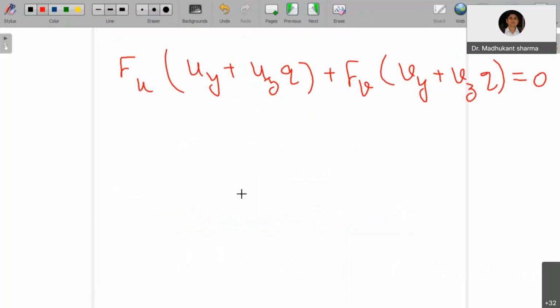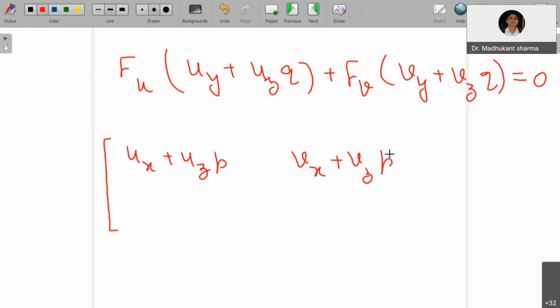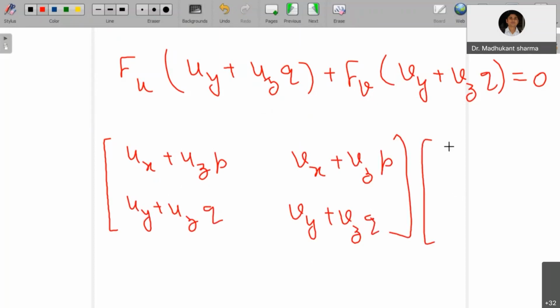Now these two equations, if you write them in matrix form: the first row is ux plus uz p and vx plus vz p. The second row is uy plus uz q and vy plus vz q, times fu and fv, equals 0.